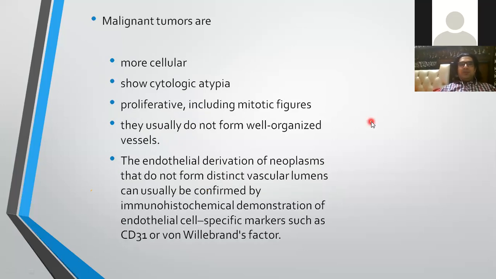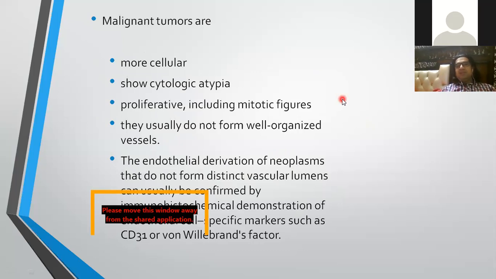Okay, so malignant tumors are more cellular, that is, more endothelial cells. They have atypia, right? They have mitotic figures. They are invasive, that is, they are invading into the surrounding soft tissue. These are other features by which you can distinguish. Sometimes the tumor is so poorly differentiated that you cannot definitely tell that this is a vascular tumor.